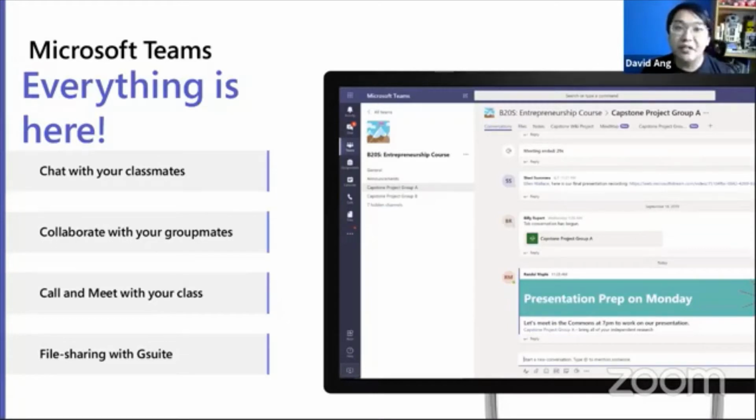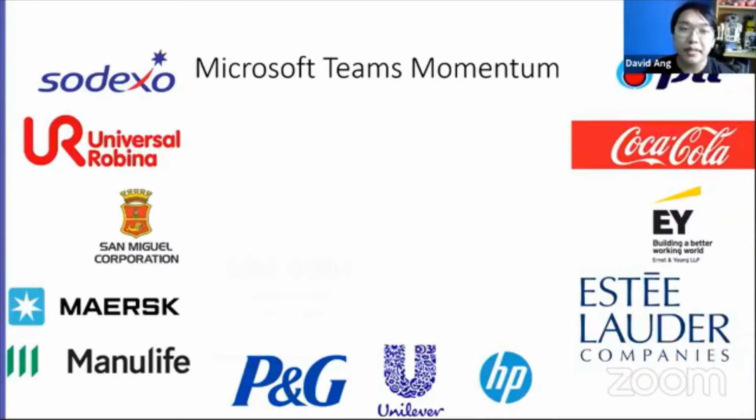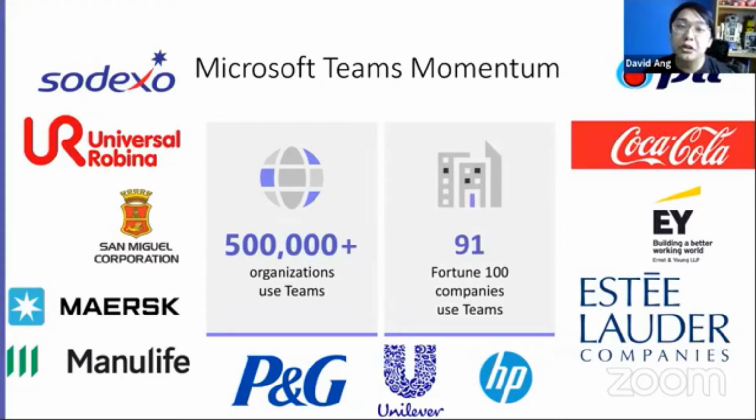We'll understand the differences and the nuances of Microsoft Teams versus the other applications, or how they can actually interact with each other. So whether it's chatting with your classmates, collaborating with their group mates, calling and meeting with their class, or even file sharing with G Suite, everything is here. All right. So let's talk about momentum. Why is Microsoft Teams popular? Well, Microsoft Teams is being used by 500,000 organizations around the world, and 91 of the top Fortune 100 companies use Teams.